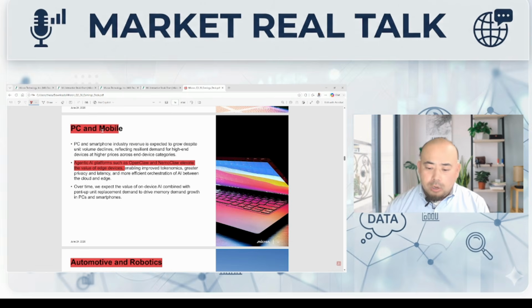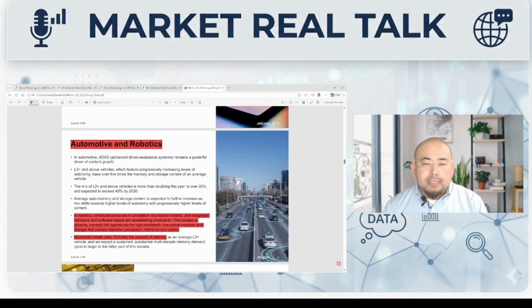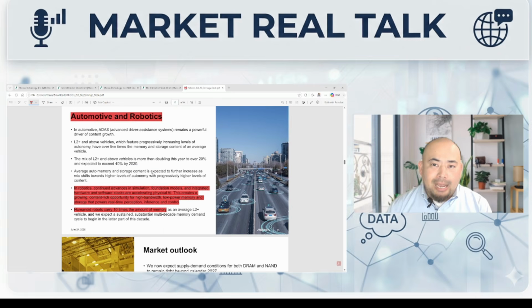PC and mobile, right? We use our cellular phones on a regular basis. We use our computers. I'm using it right now. Agentic AI platforms as well coming through, okay? OpenClaw, NemoClaw, right? That's elevating the value for all the things that Micron is putting together in the memory industry right now. And then, of course, automotive and robotics. That's one thing that I've been big on. That one thing that I feel like a lot of the analysts are leaving on the table, okay?